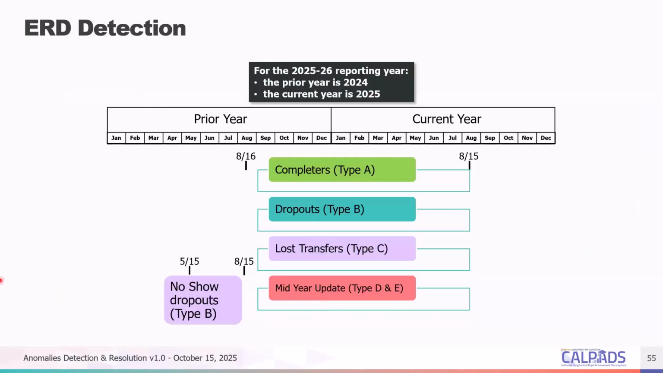For ERD detection, for A, B, and C, any exits from 8/16 last year up to 8/15 this year are considered. Okay, so if there are any exit discrepancies during this time period, they will be included on your ERD list. And the lost transfer is from 5/15 all the way to census day, and also for your mid-year update.